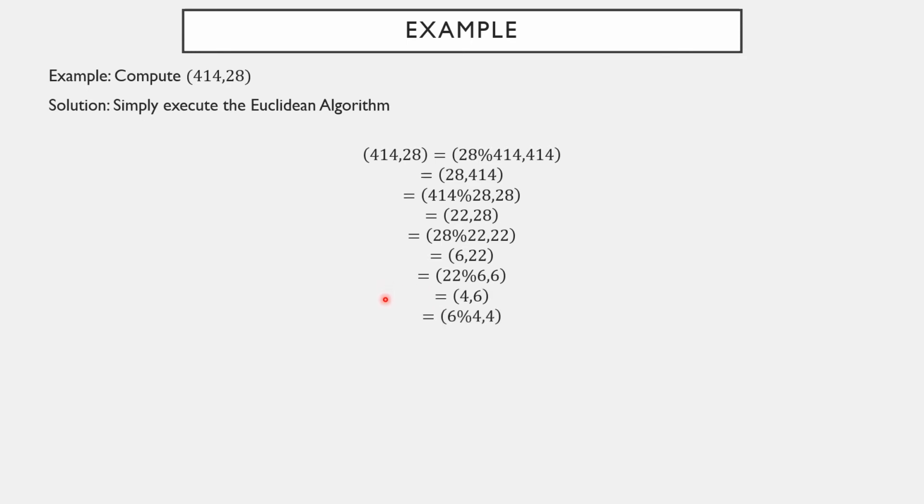It's 4. 4 goes in the second spot. That remainder is pretty easy to compute as 2. 2 goes in the second spot, and that remainder is pretty easy to compute as 0. But now that I have a 0, I know the GCD is whatever the other number was. It's 2.